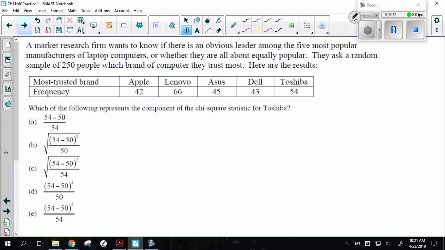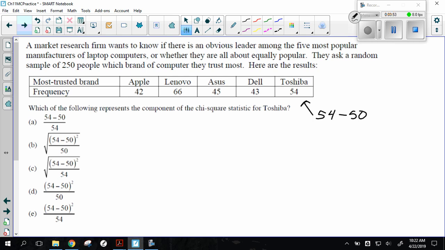So far, so good. All right, we've got the same situation, the same setup. We want to know which represents the component of the chi-square test for Toshiba, right? So remember, our chi-square test is always our observed minus expected divided by expected. So our observed count is 54 minus, and as I said during the first one we did, our expected count should be 50, right? So our null hypothesis would be there is no difference in the brand that people trust most.